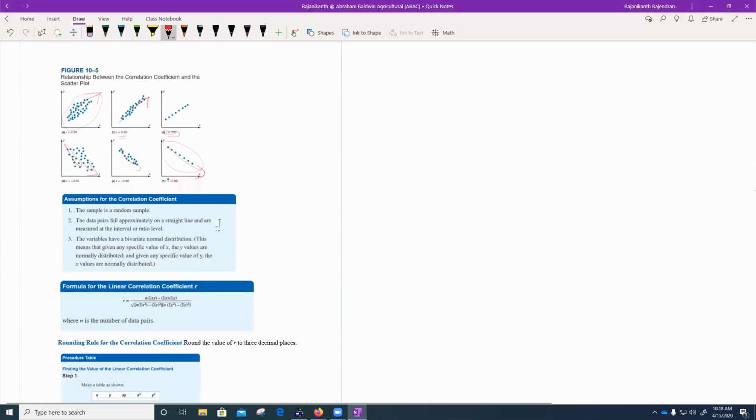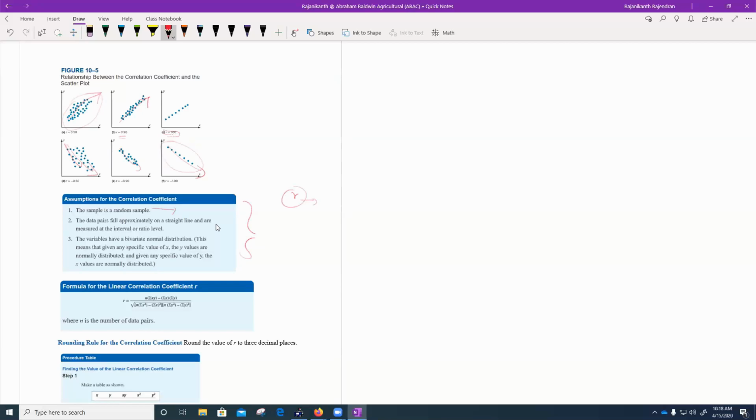Now, these are the assumptions we use for the correlation coefficient little r. The sample is a random sample. Remember, to find the little r, we need to have a sample, so the sample should be a random sample. The data pairs fall approximately on a straight line and are measured at the interval or the ratio level, right? So the data pairs fall approximately on a straight line. So we assume this condition. Okay, so two values, the data pairs, we approximate that to a linear.